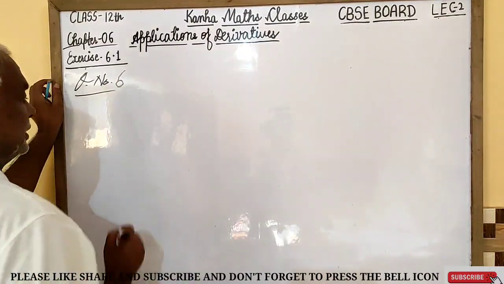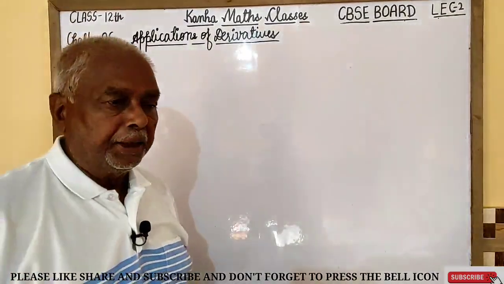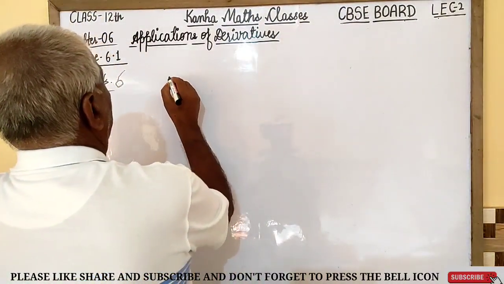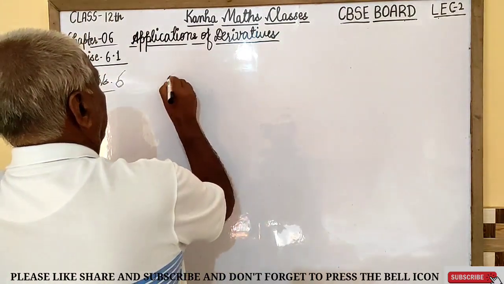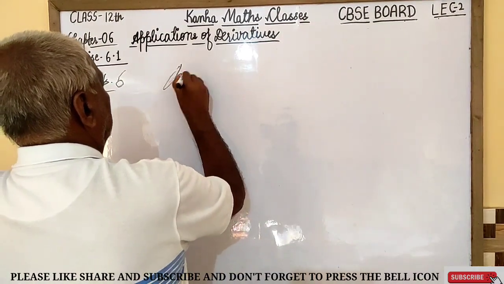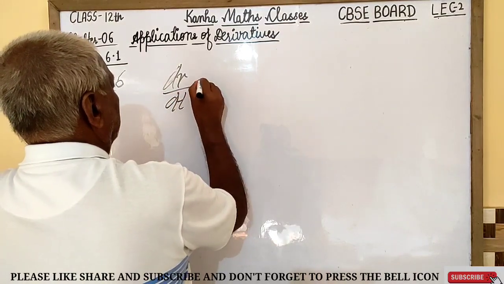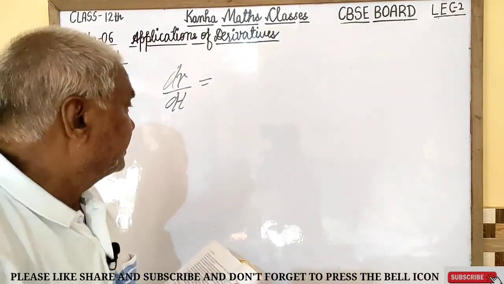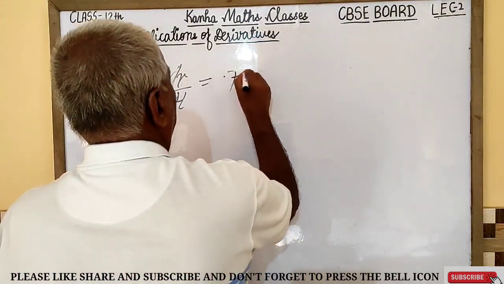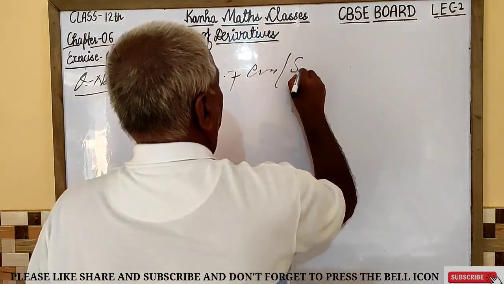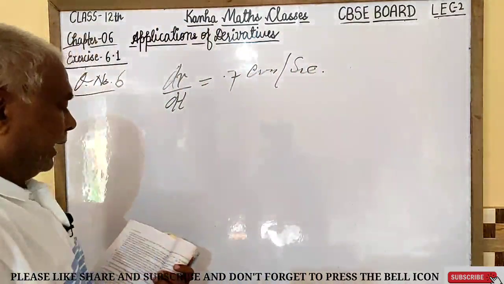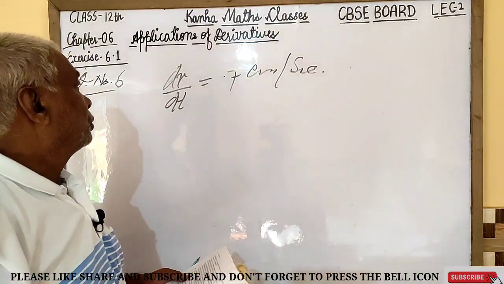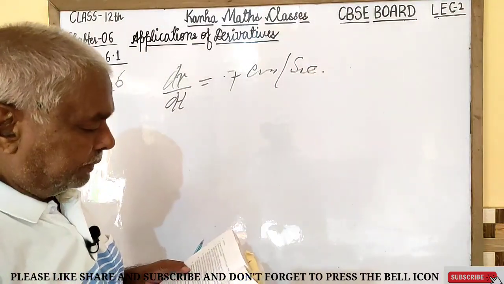Now, in question number 6, it's given that the rate of increase of the radius, if the radius is r, then dr by dt is given in the question as 0.7 centimeter per second. Out of this input we have to find the rate of increase of the circumference.